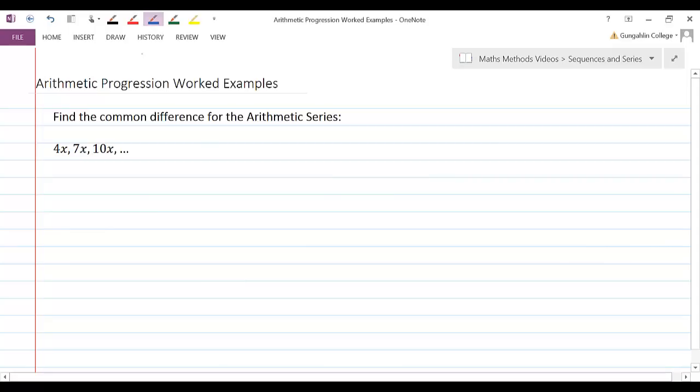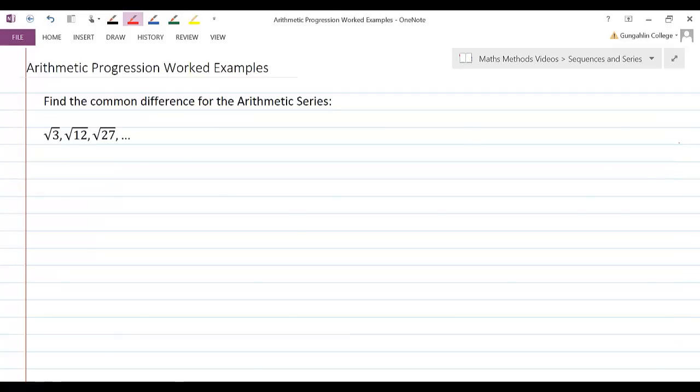As before, if we want to find the common difference of this arithmetic series, we need to subtract subsequent terms. We can pick any two terms. I'm going to go with these: 10x minus 7x, and mathematically I should say this is the common difference d that I'm working out. 10x minus 7x is 3x. That's going to be my common difference. If you look at the series, 4x plus 3x gives me 7x, plus 3x gives me 10x, and so on going through the series.